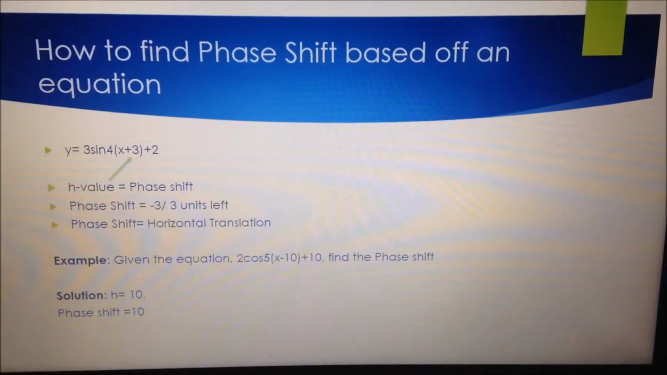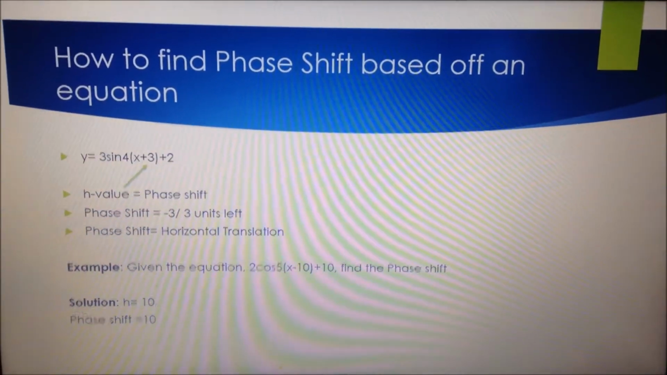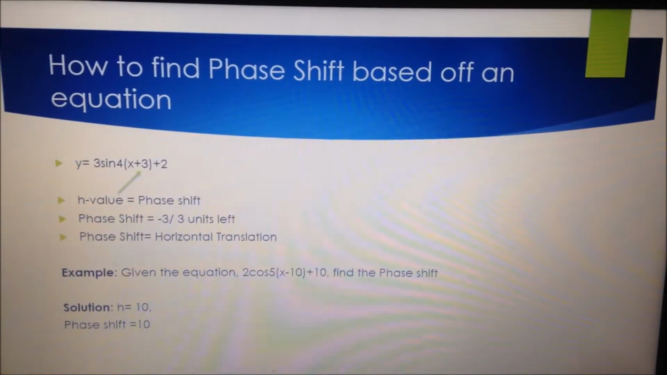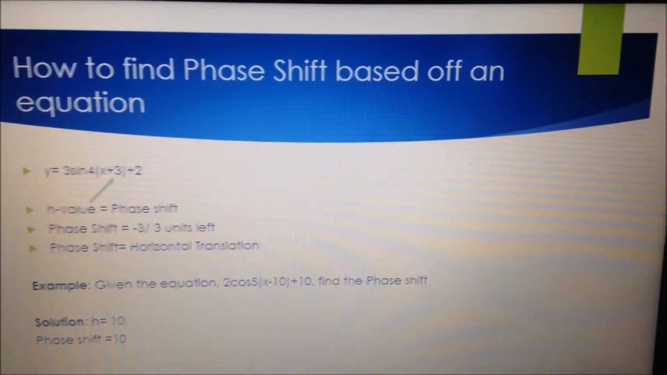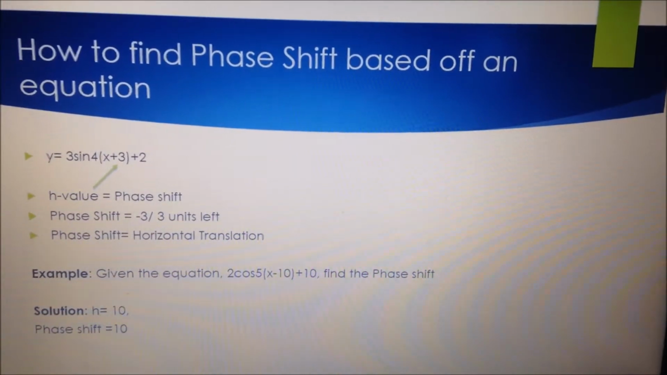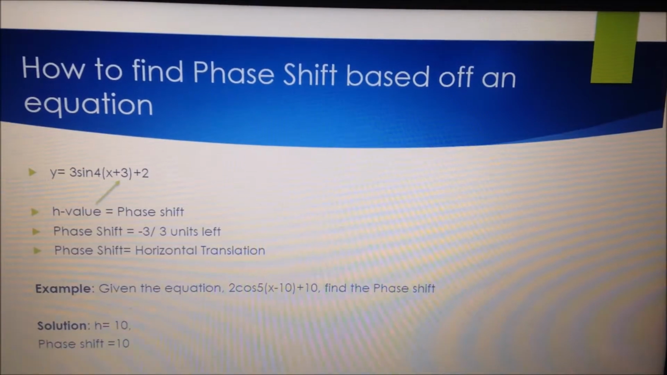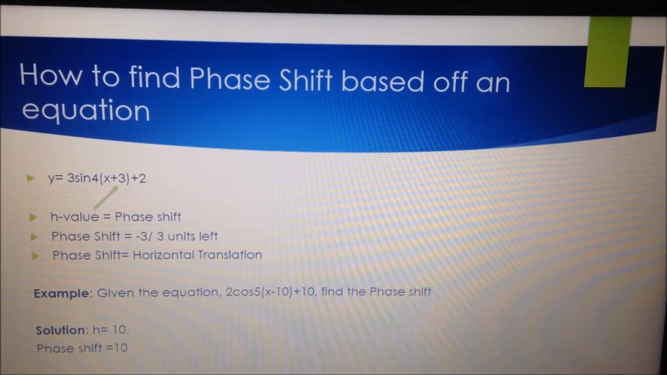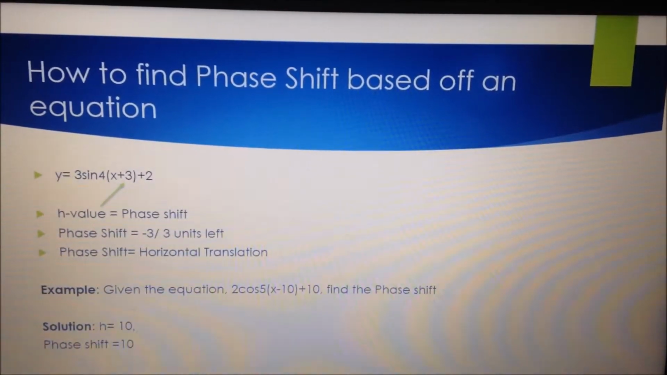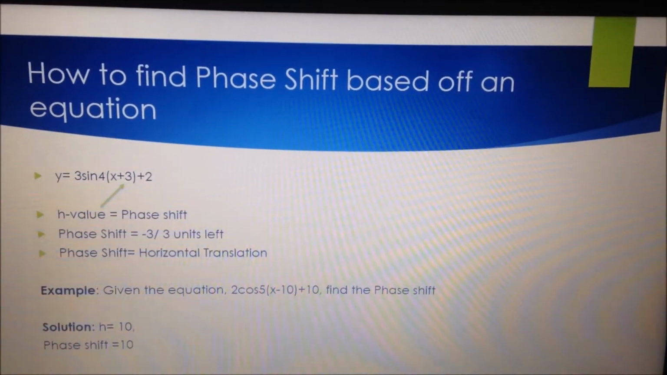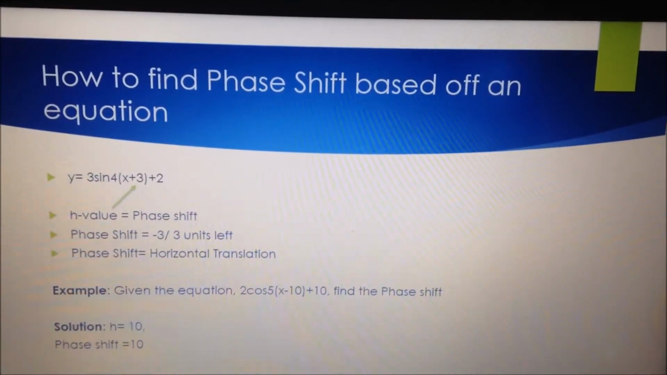So how do we find the phase shift based on an equation? Well, the phase shift is exactly like the h value, if you remember from chapter 2. If you remember correctly, when you take the h value out of an equation, the sign always changes. And so if the h value is positive, you're going to move left, and if the h value is negative, you're going to move right. And so here we have the phase shift of +3, or we have the h value of -3. And so therefore our phase shift is going to be -3, or 3 units to the left.